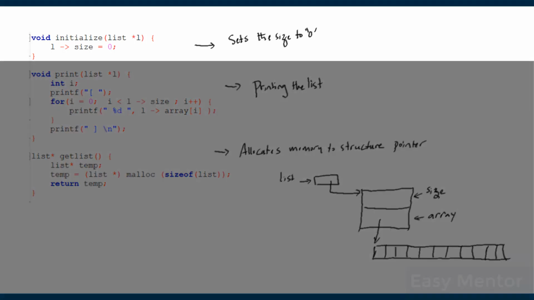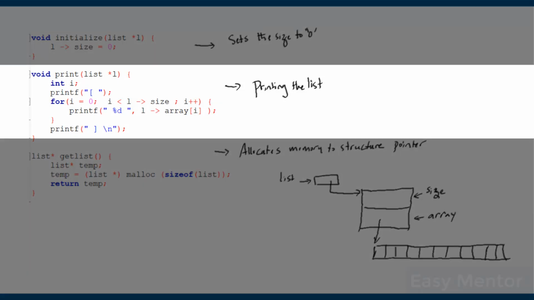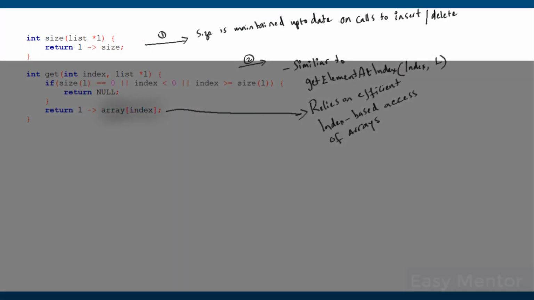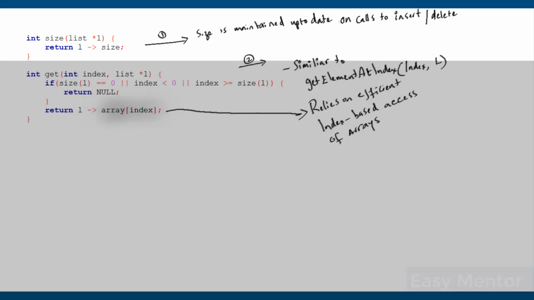Initialize is a helper function that initializes size to 0 at the start of the life of the list, and print is another helper function that's useful in printing out the elements of the list. Size is a very simple function. It just returns the size maintained in the structure. As I said, the size is always kept up to date whenever there's an insertion or deletion from the array, so it's okay if we just return the size from the structure.